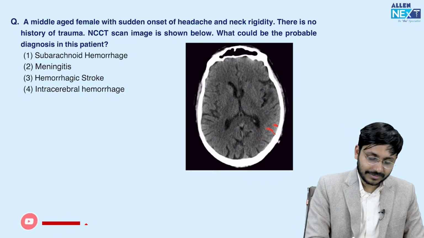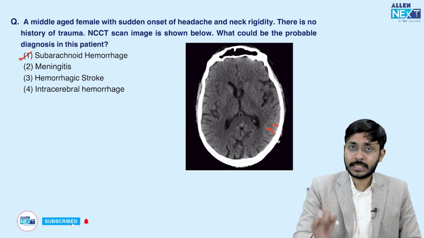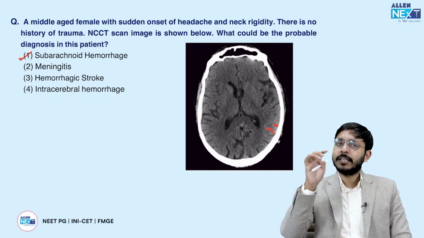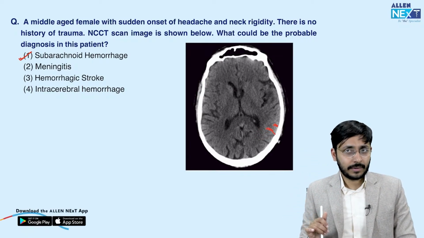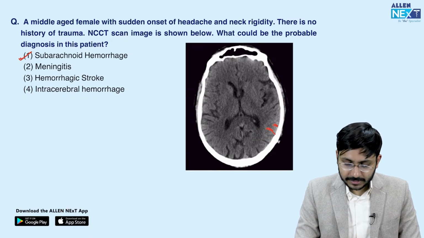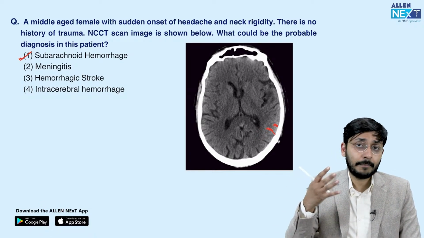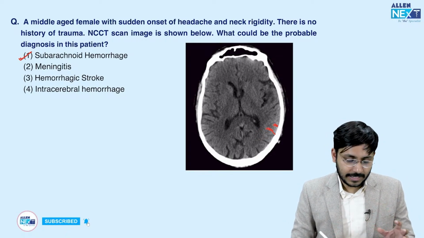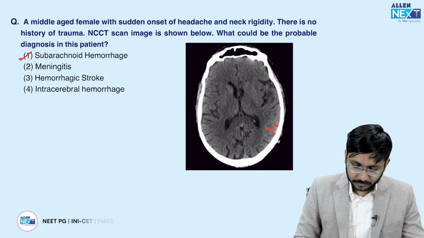So this is a subarachnoid hemorrhage mimicking a meningitis, because a subarachnoid hemorrhage bleed can irritate the meninges and you can get secondary neck rigidity there. And it's a non-contrast CT. There is no enhancement that we can pick up on the CT. So we'll choose the option of a subarachnoid hemorrhage as the correct option.